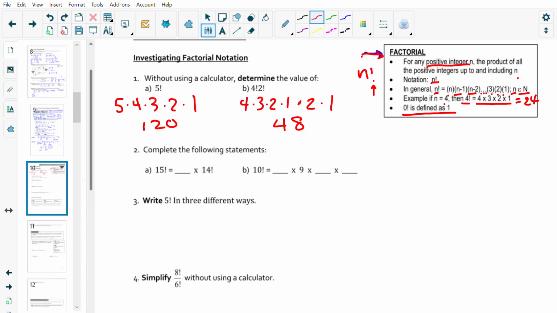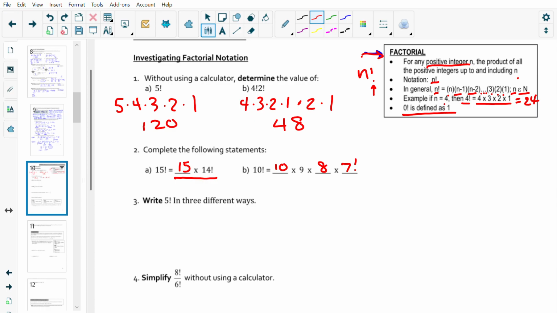Complete the following statement. Another way to look at factorials is to write them like this. 15 factorial is 15 times 14 times 13 times 12 on and on, or we can just stop and say 15 times 14 factorial. 10 factorial, likewise, is 10 times 9 times 8 times 7 factorial. We can stop wherever we want with the factorial.